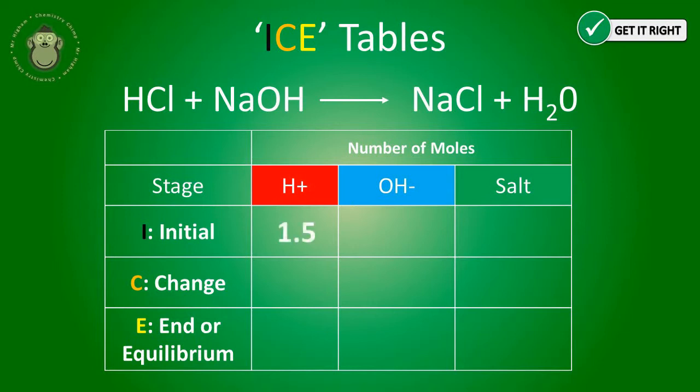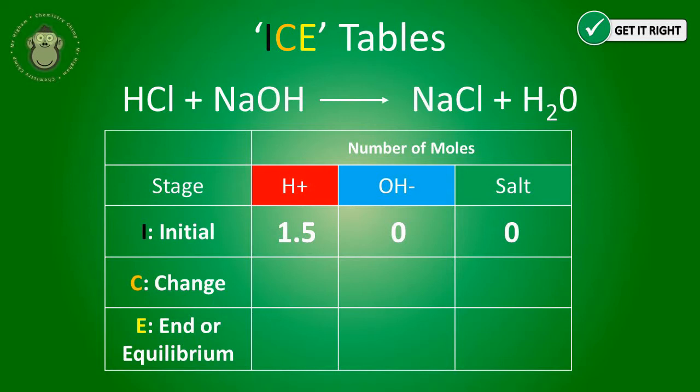So you may be given the number of moles of H plus ions, or you might have to calculate that, and if you calculate it, it's generally through V times M over 1,000. Either way, you'll be given that. So at the start, in the reaction vessel, when we've just got the acid, we've got 1.5 moles of H plus ions, and that's it. We don't have any OH minus ions at the start, and we don't have any salt. So they're both 0.